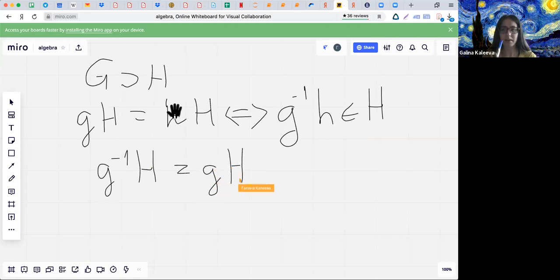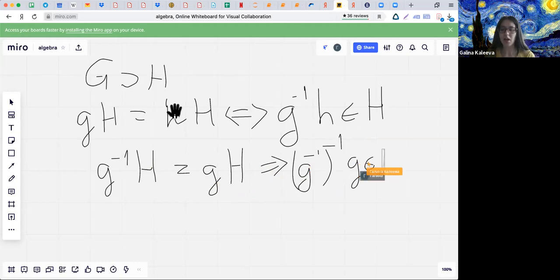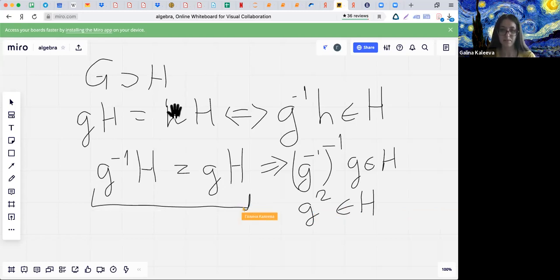So let's apply this fact to this case, and we'll get that this is the case when g to the minus first power to the minus first power, multiplied by g, belongs to H. But what is this element? It is g squared. So if and only if g squared belongs to H, the cosets of g and its inverse element are the same. Okay?